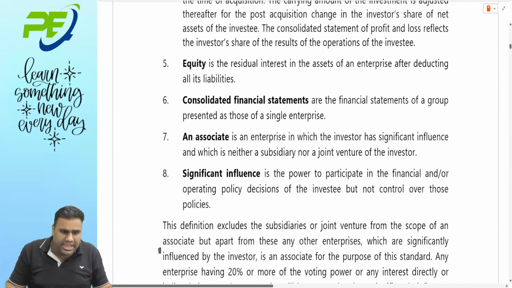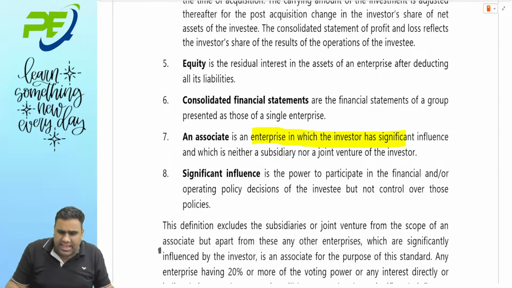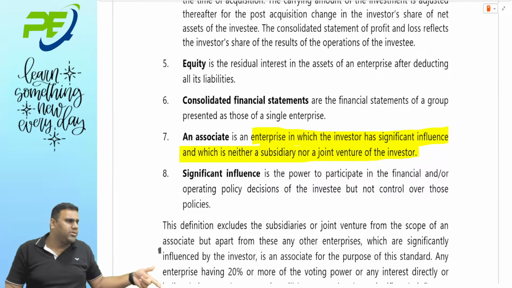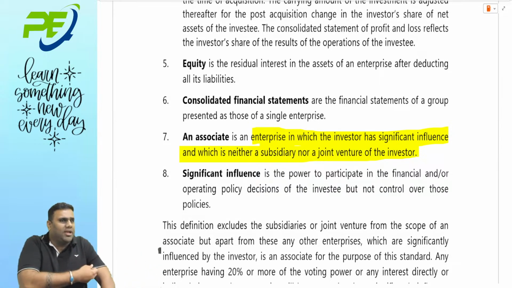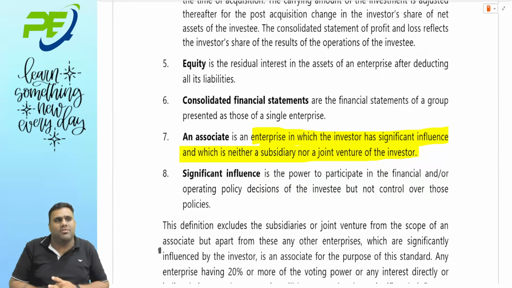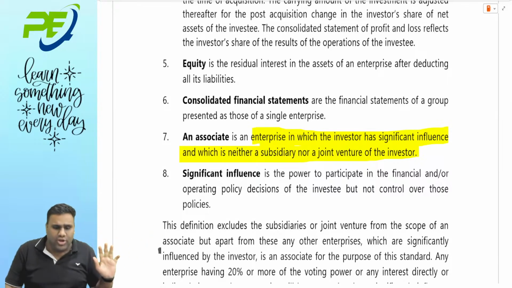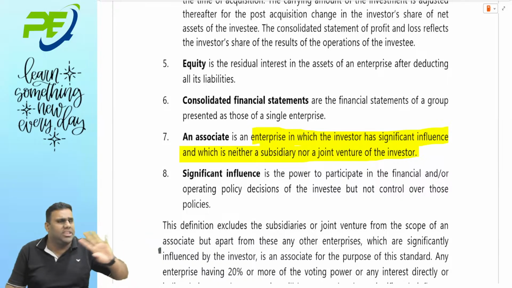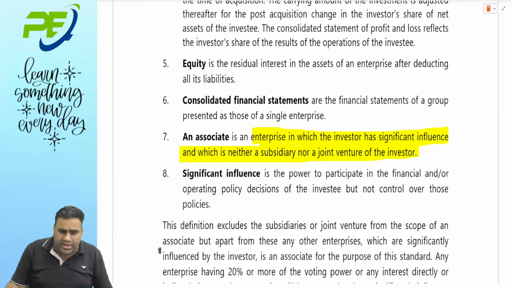For an associate, all the other definitions are the same. An associate is an enterprise in which the investor has significant influence and which is neither a subsidiary nor a joint venture. What is a joint venture? In my next class, we will complete that. But what is an associate? It has significant influence, and it is not a subsidiary or joint venture.